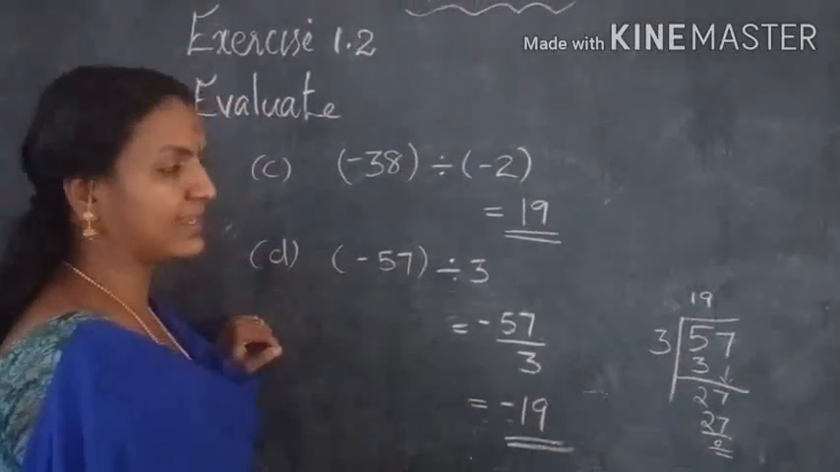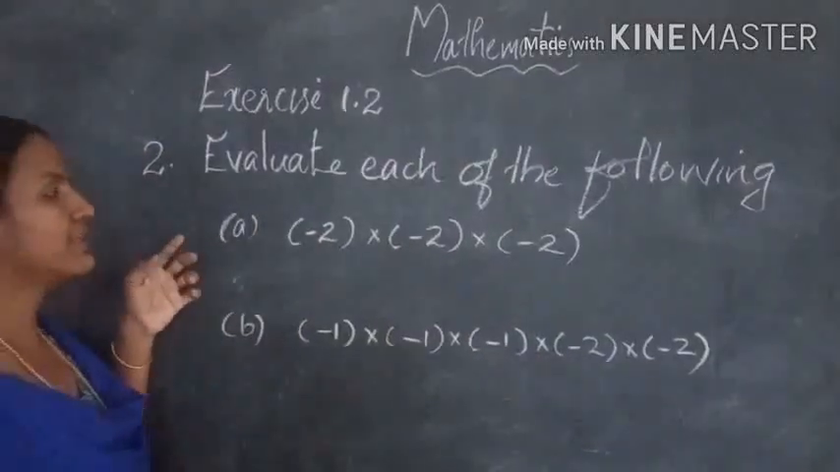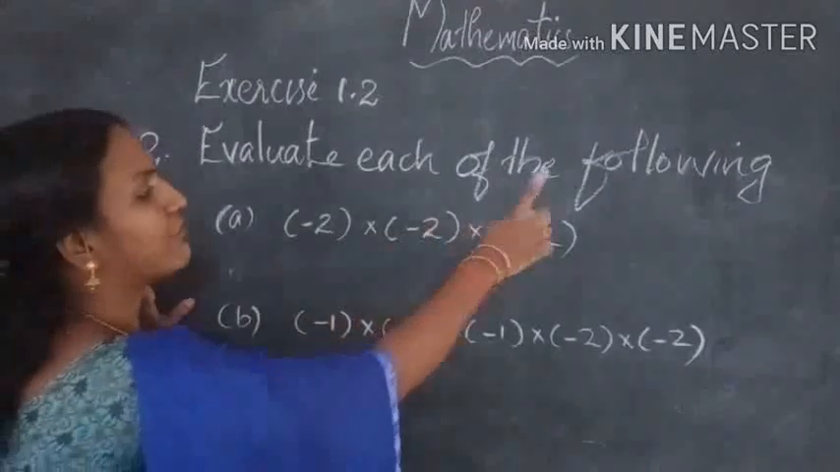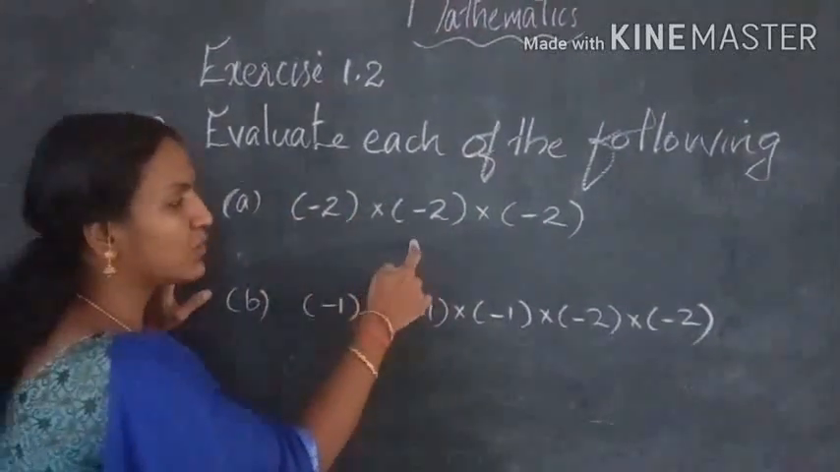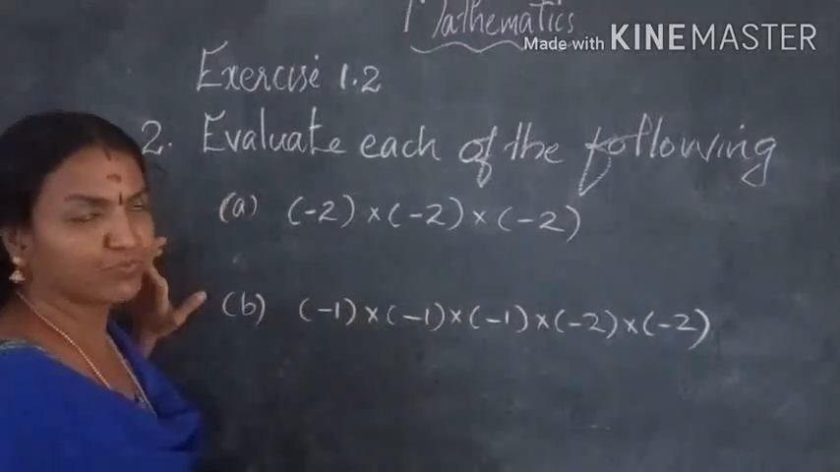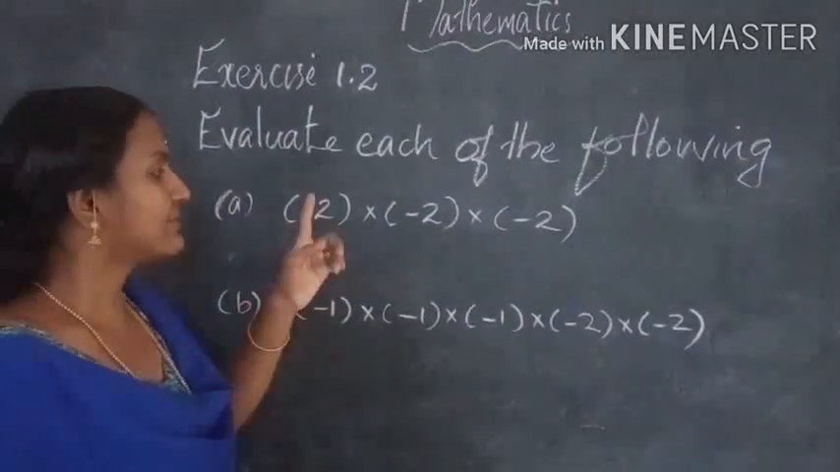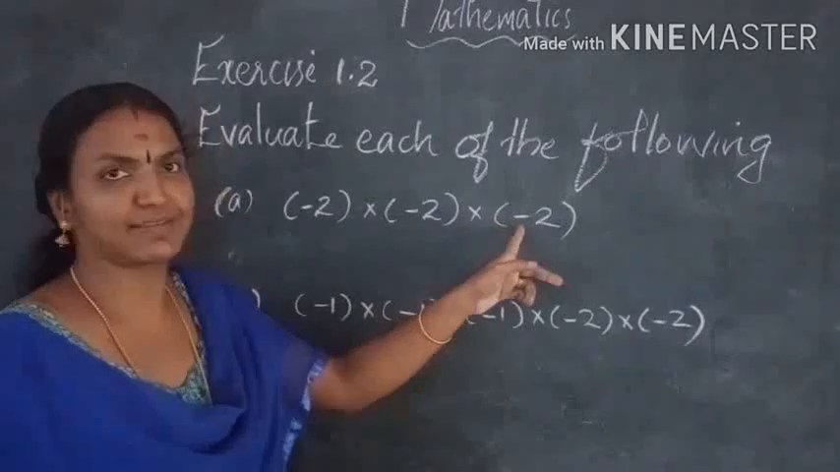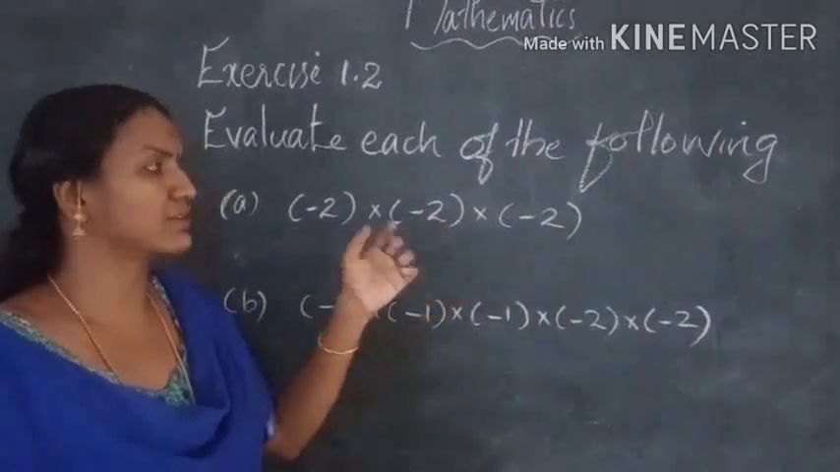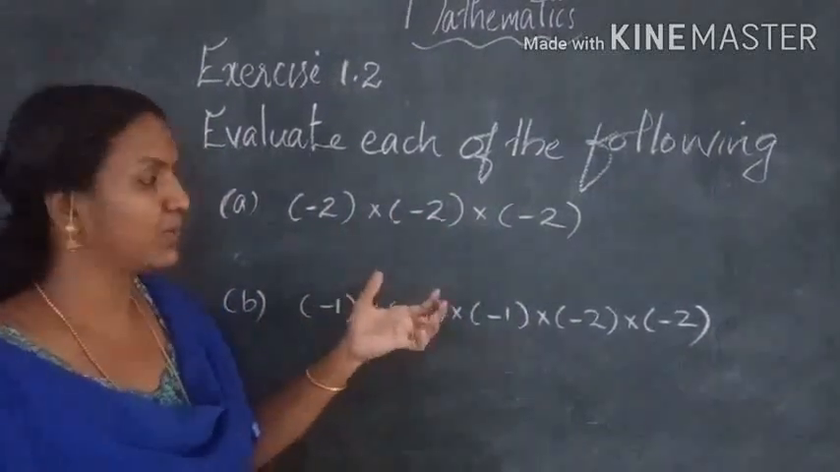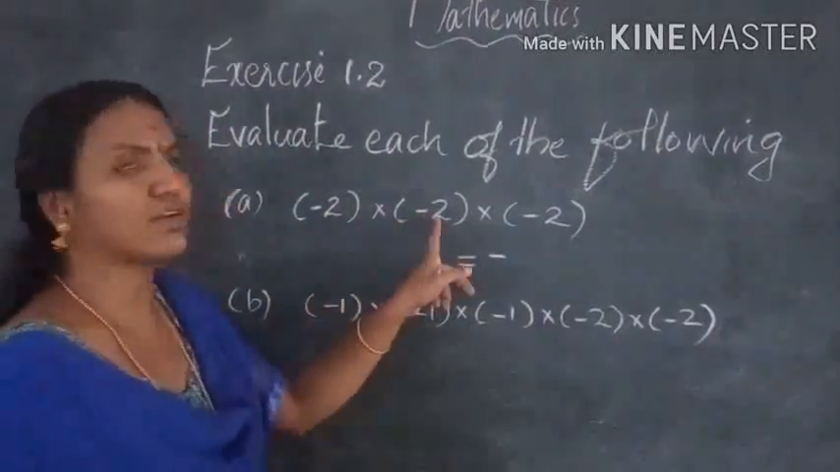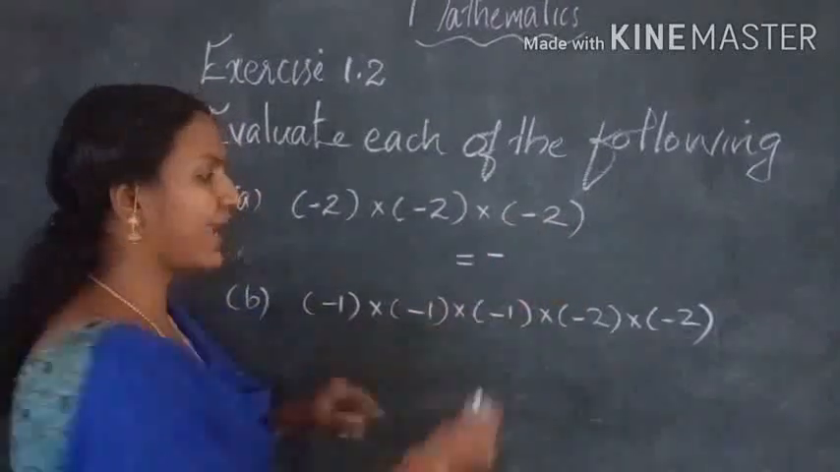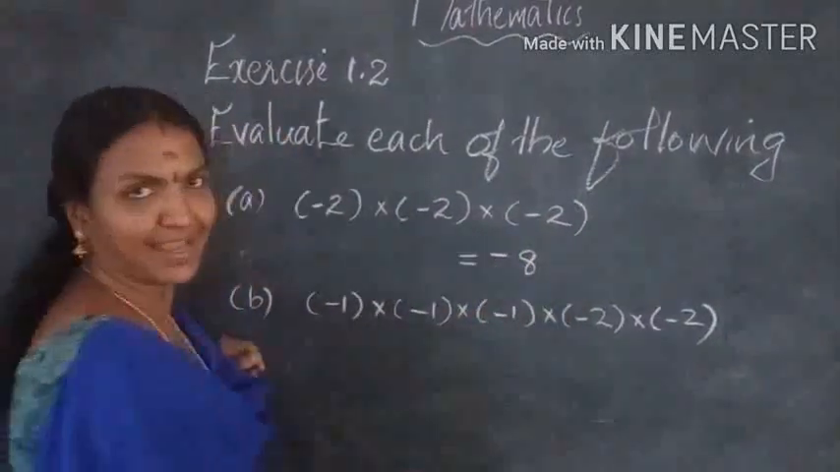The next question, evaluate each of the following. The first one, minus 2 into minus 2 into minus 2. Here, there are three negative signs. 3 is odd, so the answer will be negative. Minus, 2 2s are 4, 4 2s are 8. The answer is minus 8.